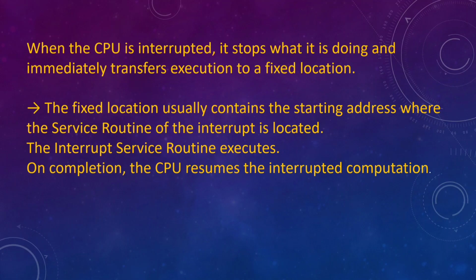Now, what happens when the CPU receives an interrupt? The CPU will immediately stop whatever it was doing and transfer control to a fixed location in memory. This location contains the address of an interrupt service routine, or ISR. The ISR is like a small helper program. It handles the specific event that triggered the interrupt. Once the ISR is finished, the CPU resumes exactly where it had left off, continuing the previous task. This mechanism ensures that the CPU can quickly respond to important events without permanently stopping the current work.